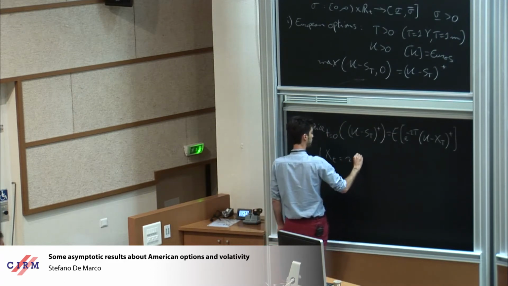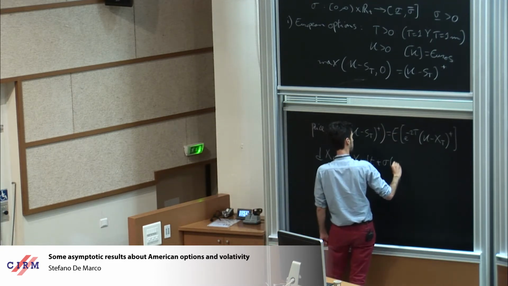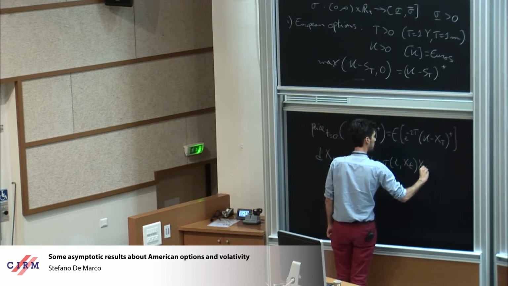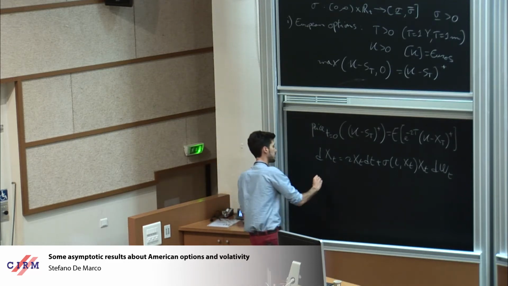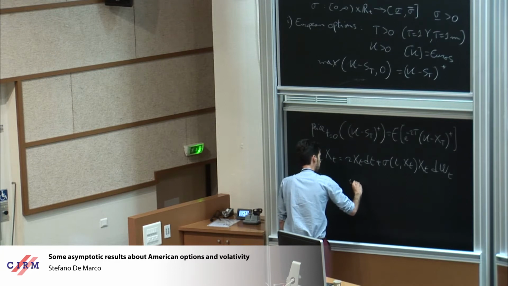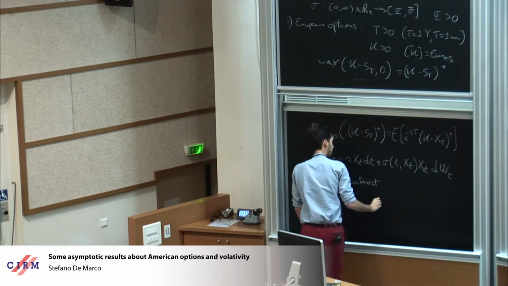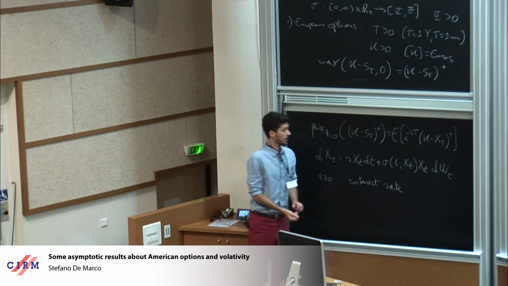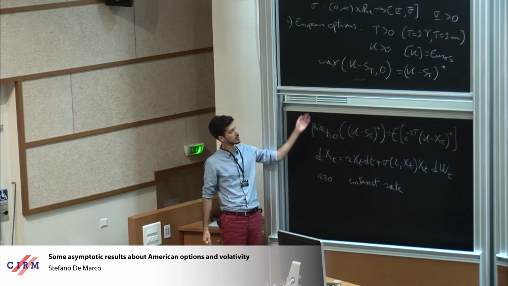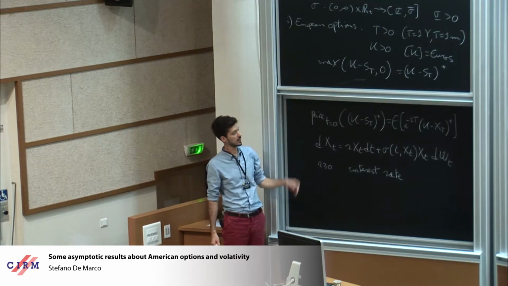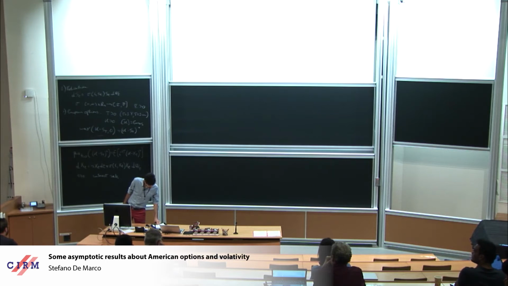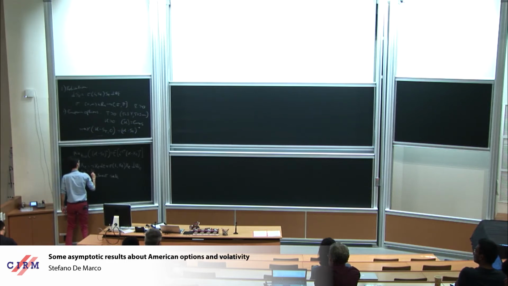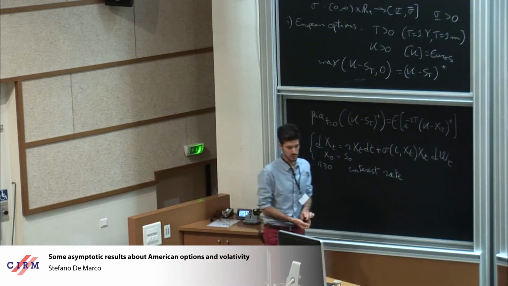where X is another process that satisfies this SDE, where r, small r, is a positive constant that I'm introducing, that represents the interest rate that you get if you invest money in a bank account. And we have an initial condition, the initial value S_0 that we observe over there.